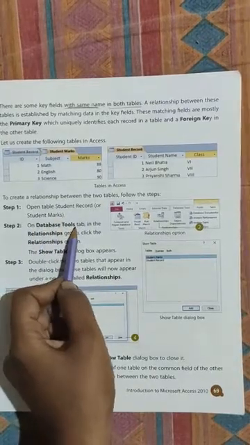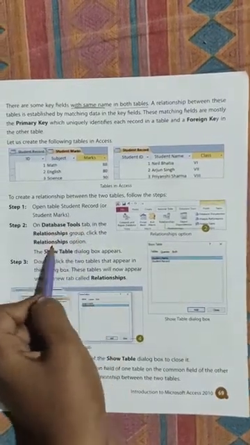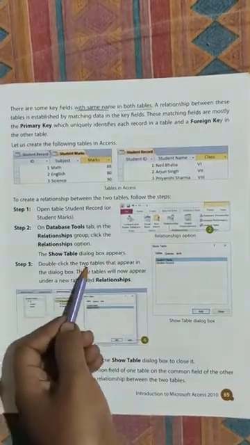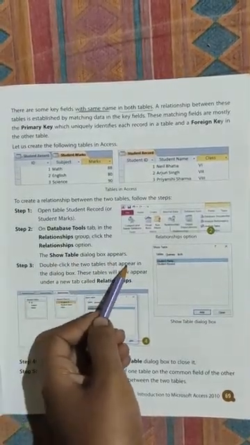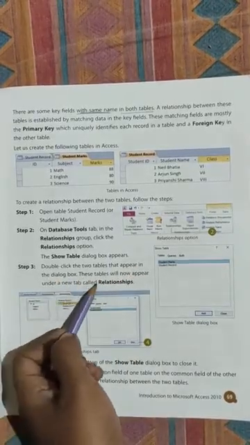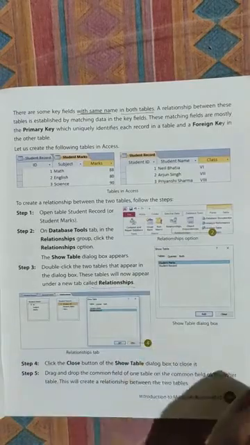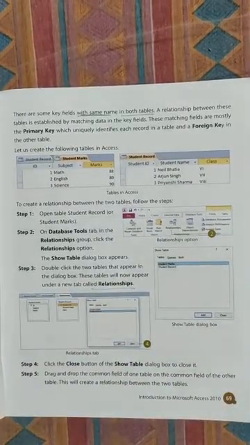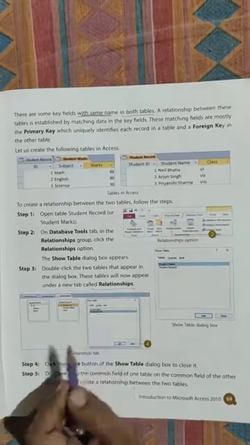On the Database Tools tab in the Relationships group, click the Relationships option. The Show Table dialog box appears. Double click the two tables that appear in the dialog box. These tables will now appear under a new tab called Relationships. Okay, this is your Relationships tab. This is your student record.